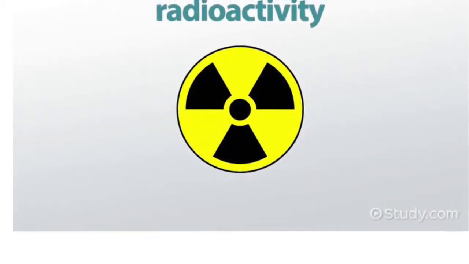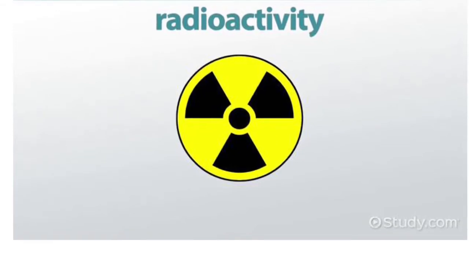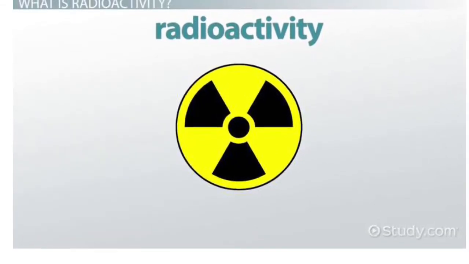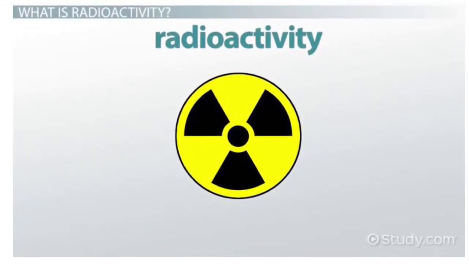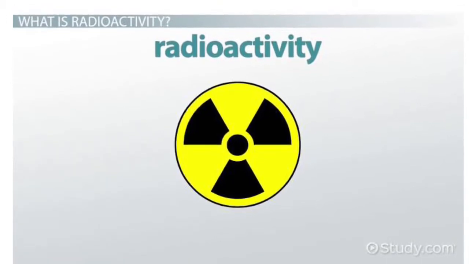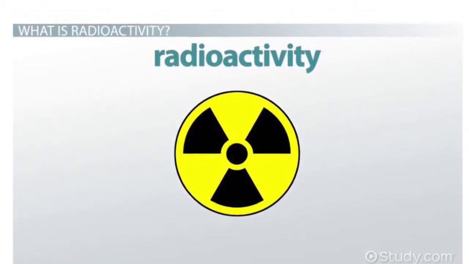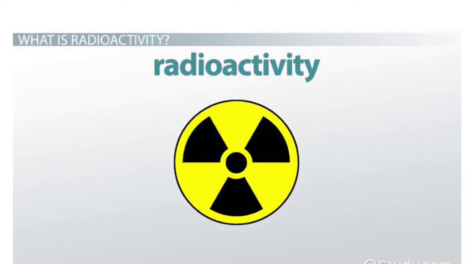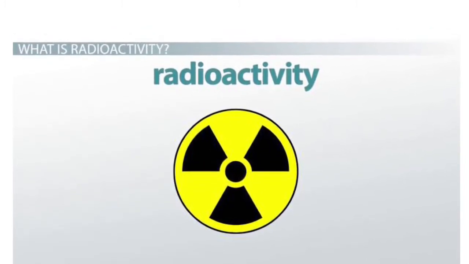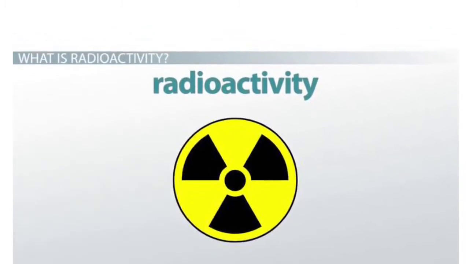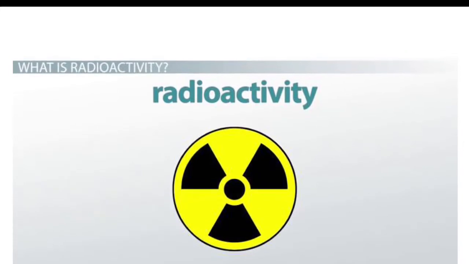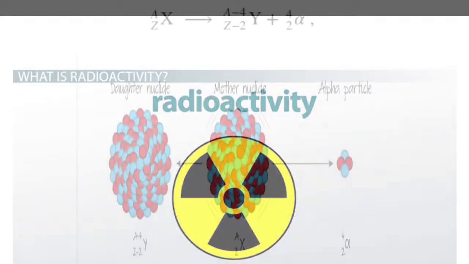A nuclide which has excess nuclear energy is unstable and will release this energy in a process known as radioactivity, thereby emitting ionizing radiation composed of any of the three different particles: alpha particles, beta particles, or gamma particles.